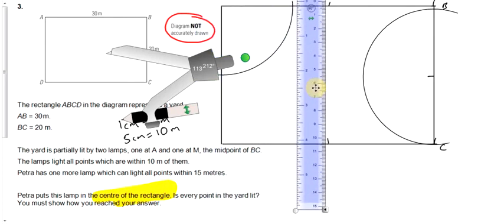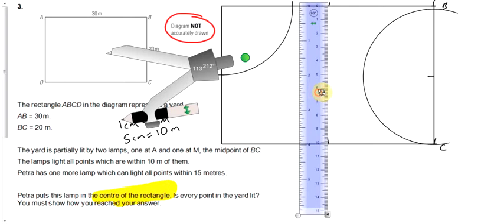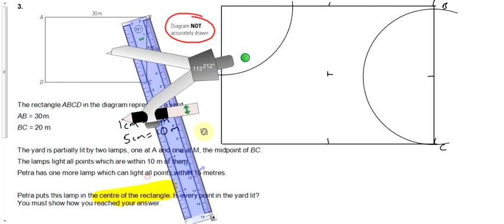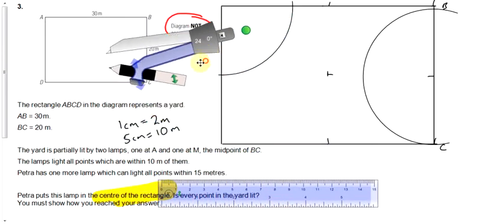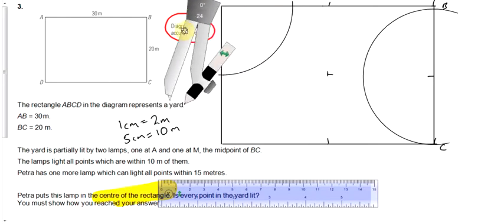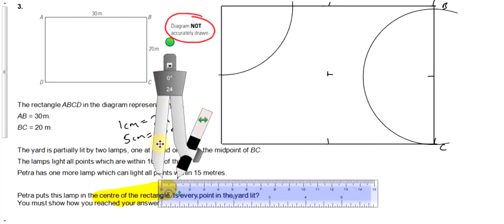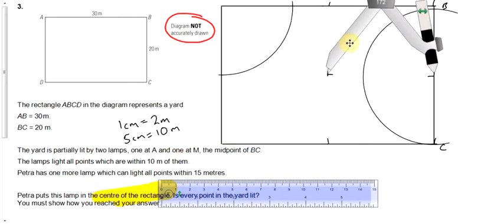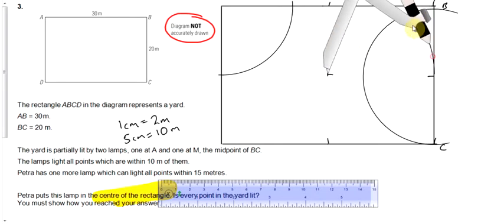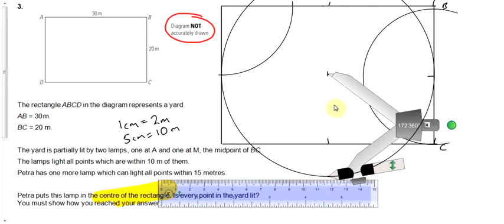And then we turn it round. And you really need to be going for accuracy on this, as accurate as you can. And the middle of that is 5 down. So it's just there where they meet. And this one's 15 metres, so that's going to be a compass job. And 15 metres is 7.5 centimetres by my reckoning. So there's 7.5 centimetres. Stick it in the middle of the yard. Wow, what a light. And there we go.